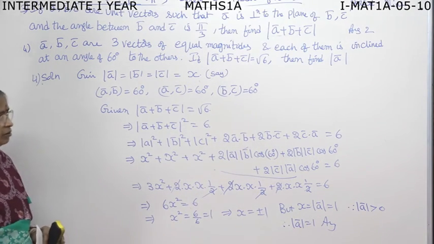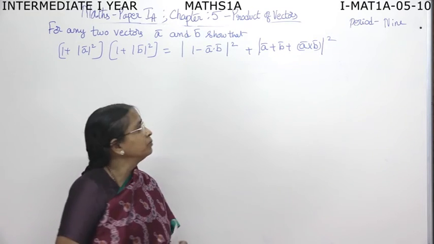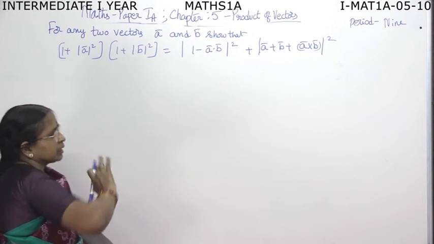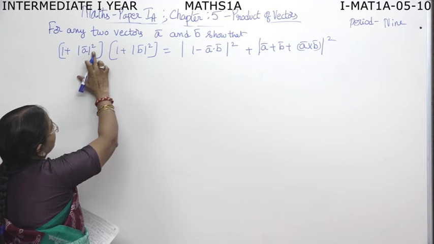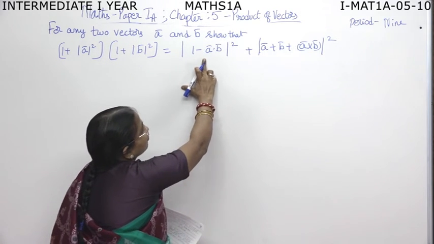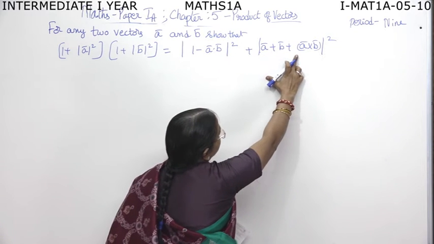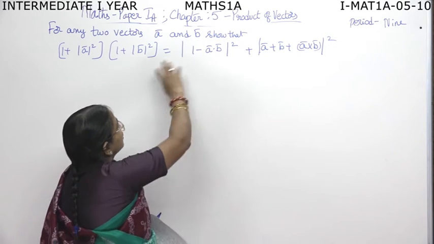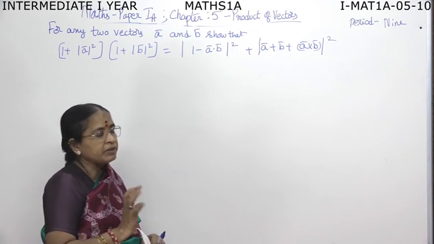So like this we'll do. Now we'll continue with the next problem. Okay, next problem. This is again a very important problem. For any two vectors A and B, A and B are any two vectors, show that 1 plus mod A whole square into 1 plus mod B whole square is equal to 1 minus A dot B whole square plus mod of A plus B plus A cross B whole square. When you look at the problem, it looks very complicated, but it is very simple.